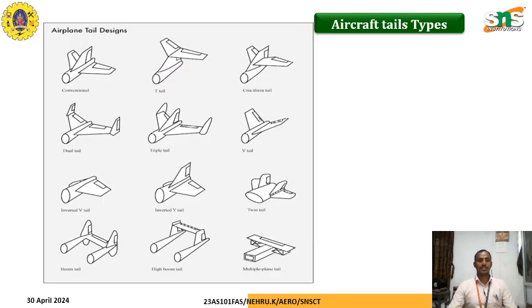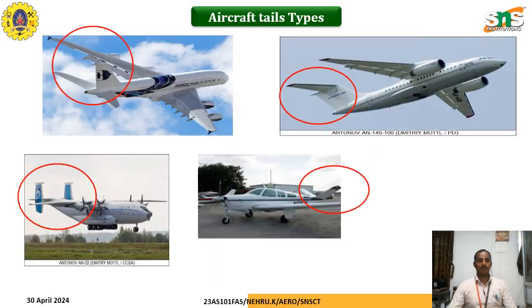Aircraft tail types: these are the conventional type, T-tail and V-tail, triple tail, dual tail, inverted V-tail, inverted Y-tail, twin tail, boom tail, high boom tail, multiple plane tail. These are all the tail designs of airplanes.